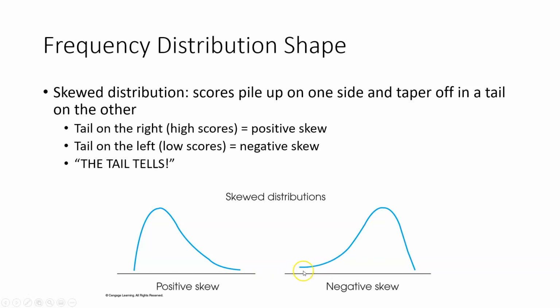They're the outliers. So remember, if you're trying to determine whether something has a positive skew or a negative skew, the tail tells. So this here has a right skew, this here has a left skew. Positive skew, negative skew.